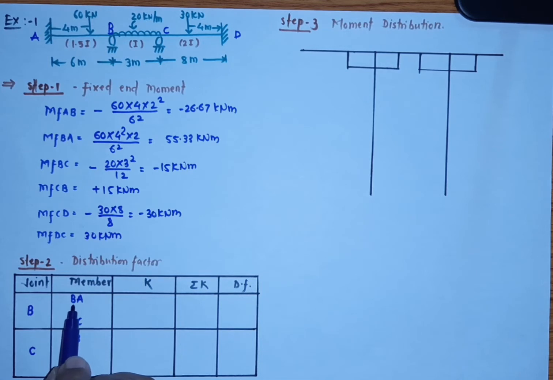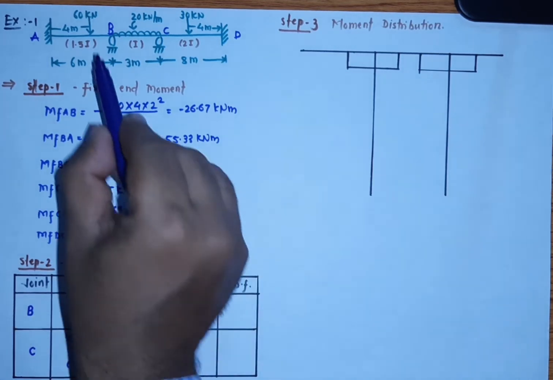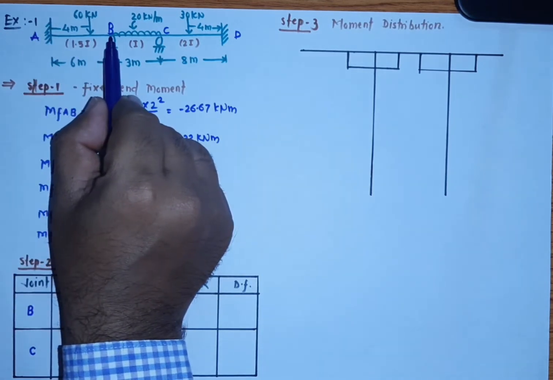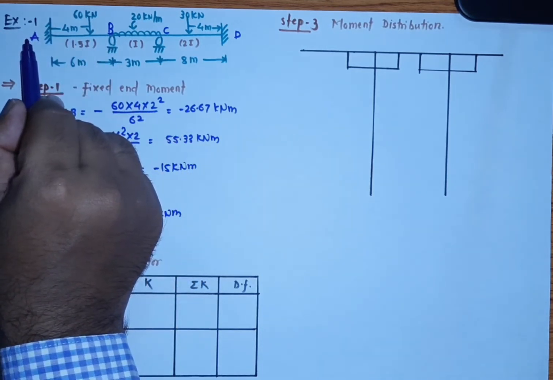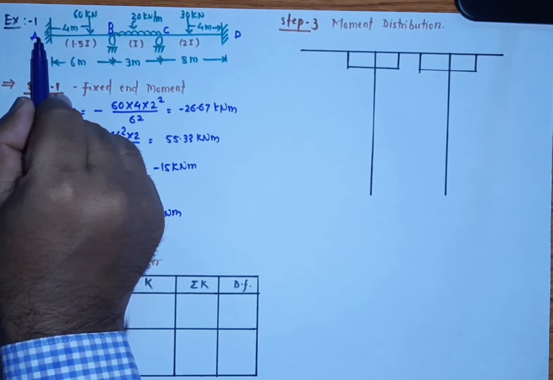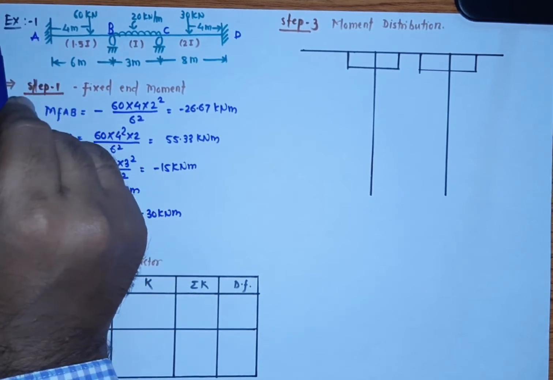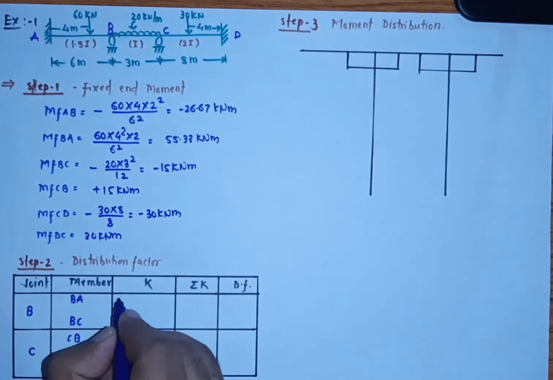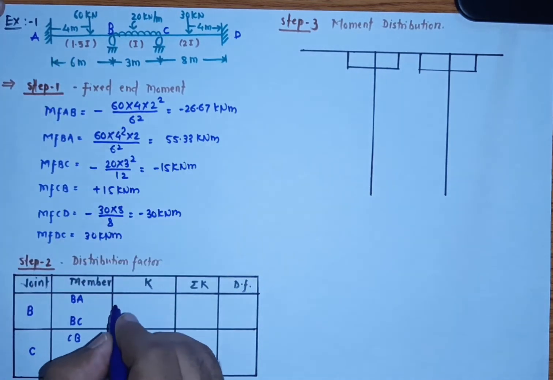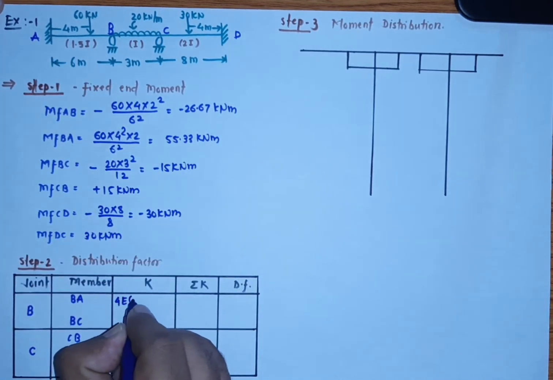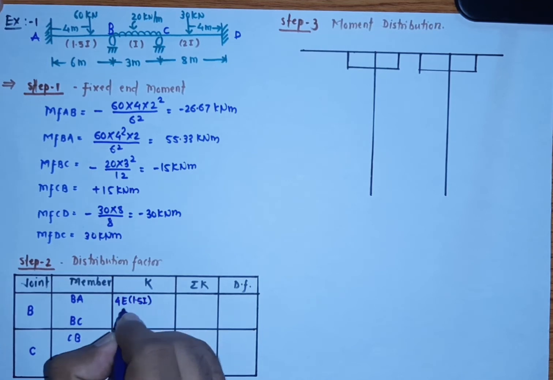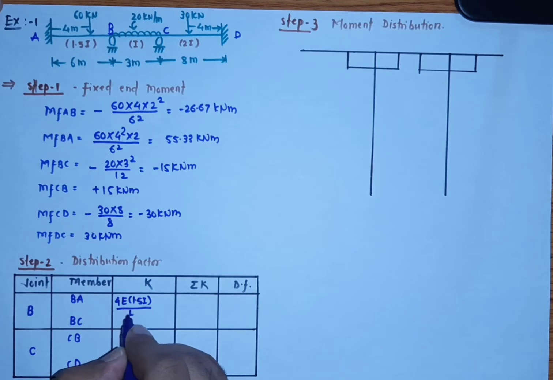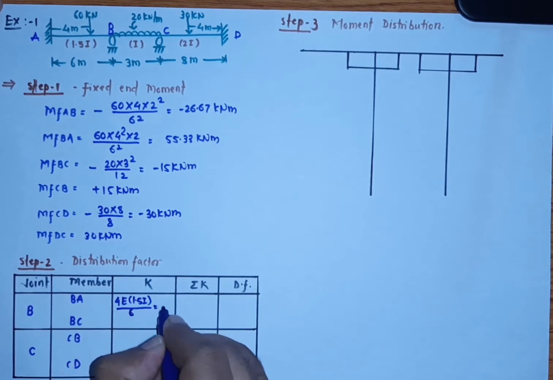Let us consider a span BA. When we are considering BA, B is the starting point and A is the far end, which is away from that. A is fixed now. As it is fixed, we have to write the stiffness for this particular member as 4EI by L. But here I is 1.5I, therefore I am writing 4E into 1.5I divided by L. L is 6 meter. So this is nothing but EI.